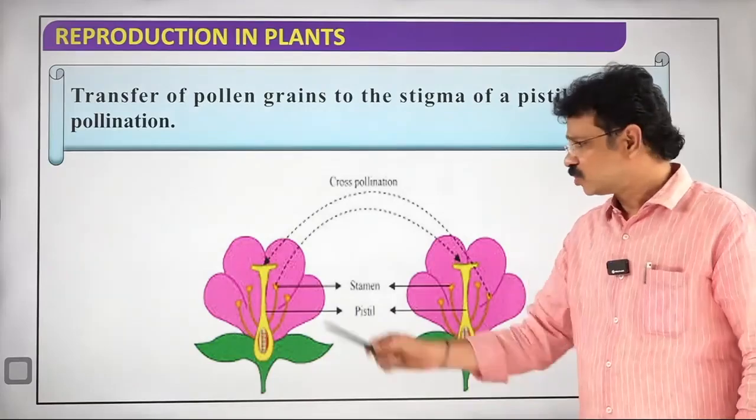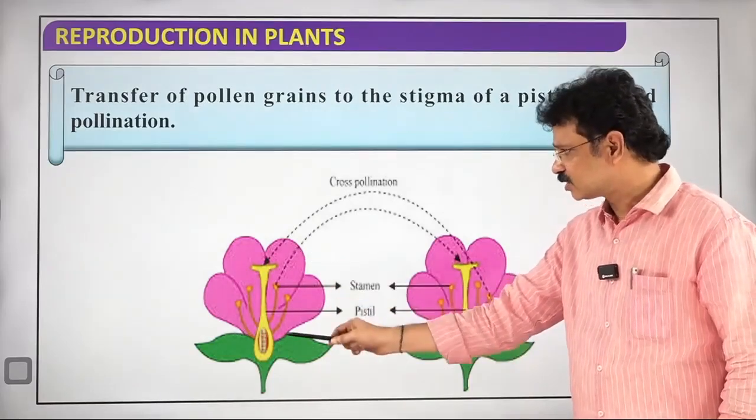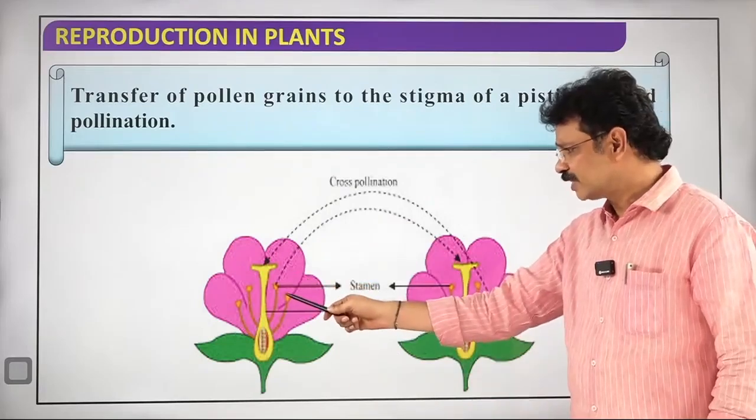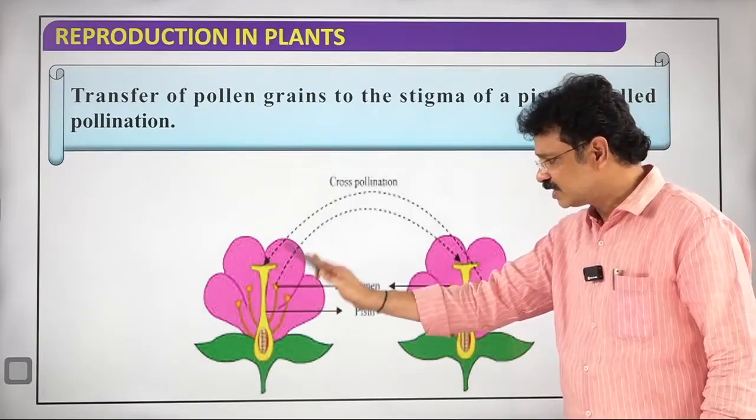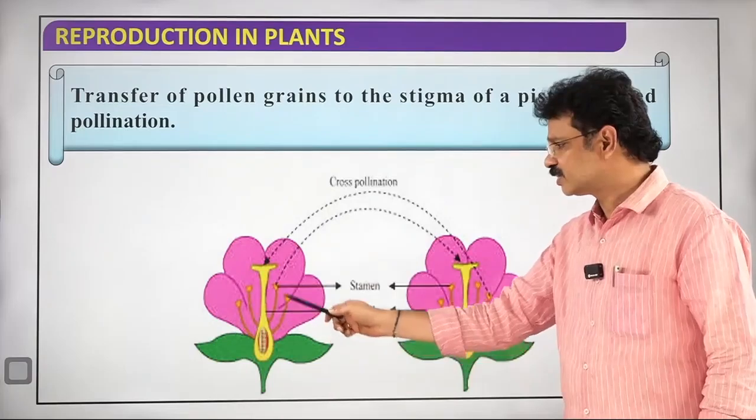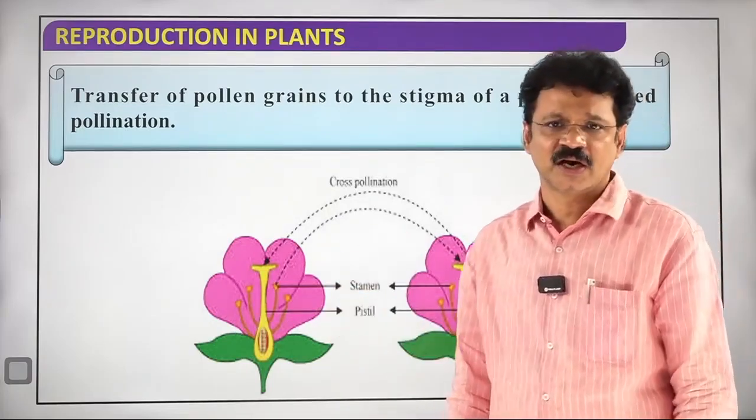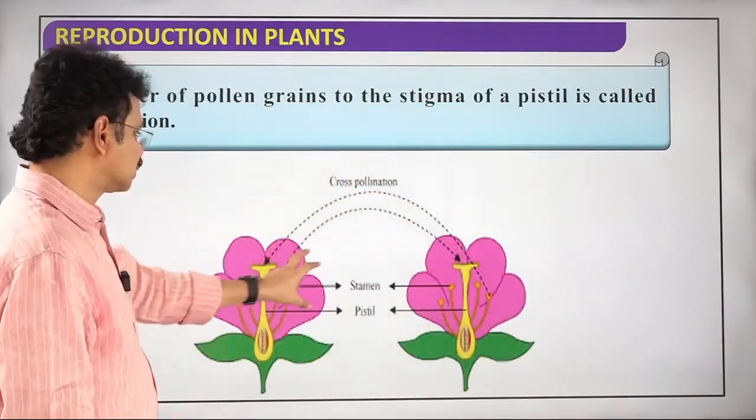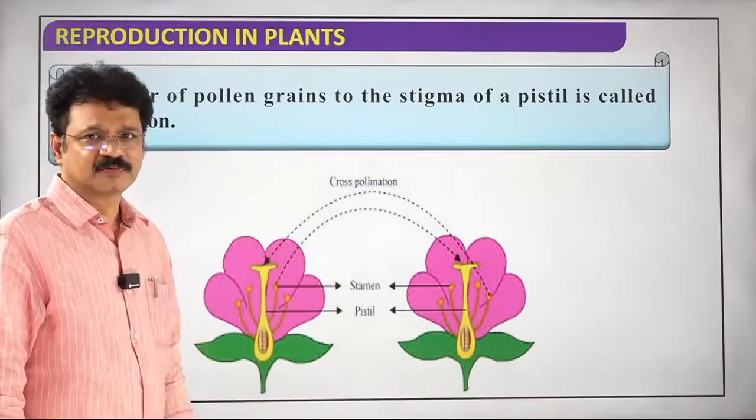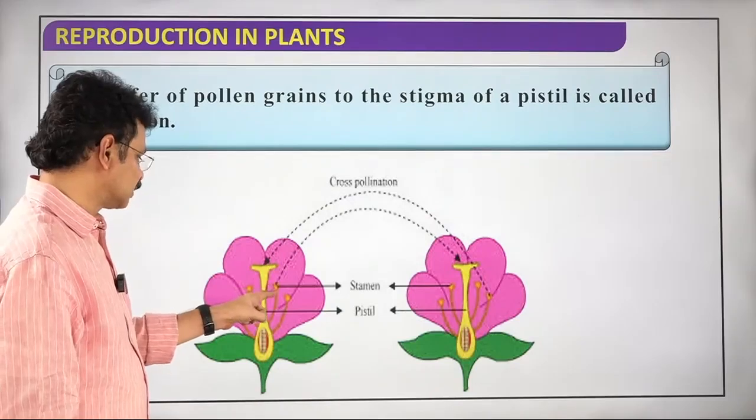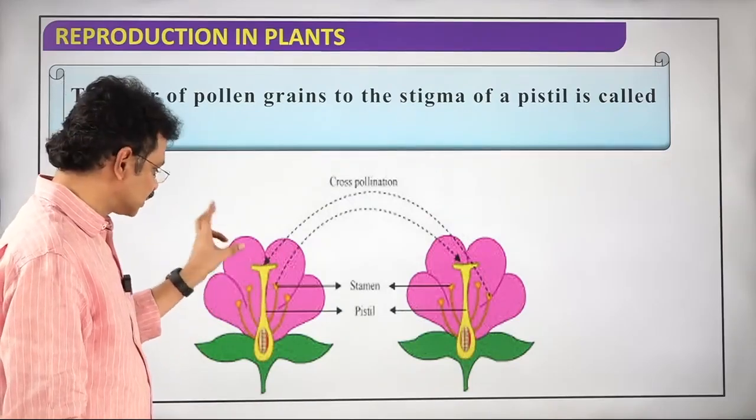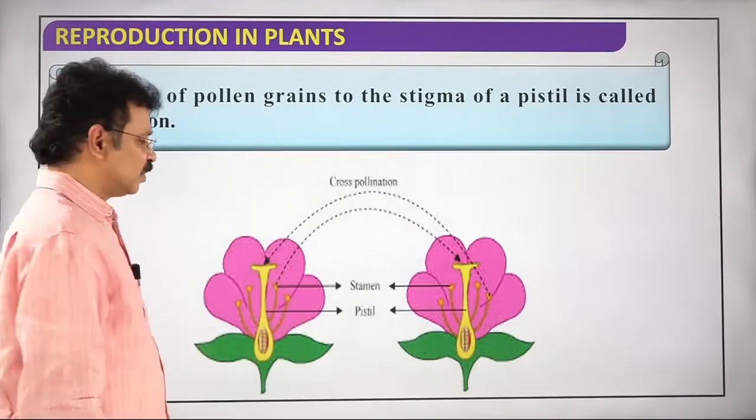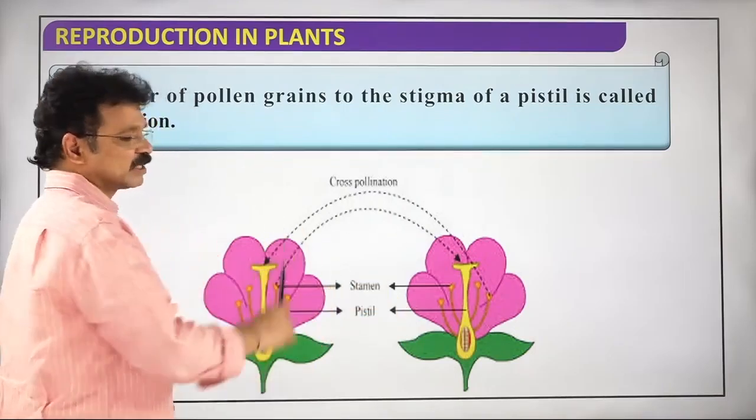Based on the donor and acceptor relation, pollinations are classified into different categories. If both the pollen grain donor and pollen acceptor are found within a single flower, then the pollination within a flower is known as self-pollination or autogamy. Pollen grain donor, anther, and pollen grain acceptor, stigma, are both present within the same flower, then that is self-pollination. Pollination between two flowers is cross-pollination.